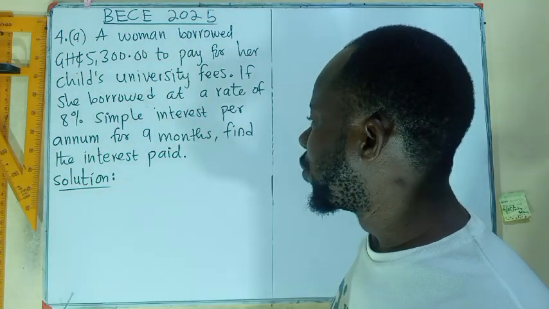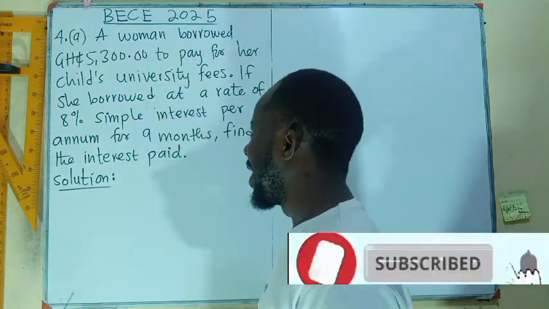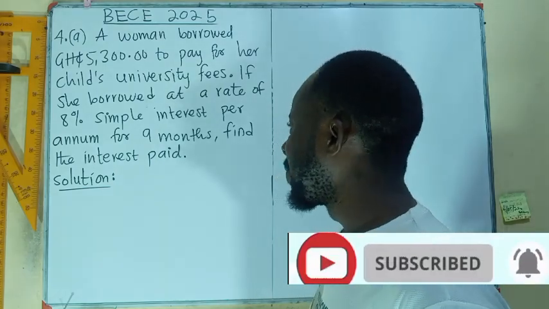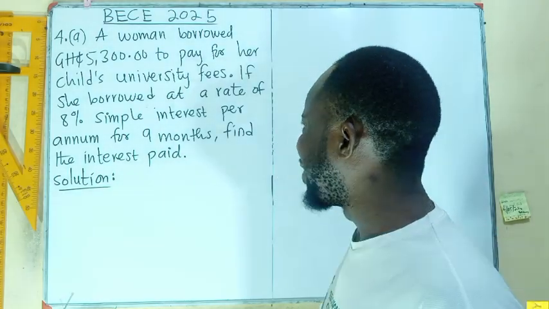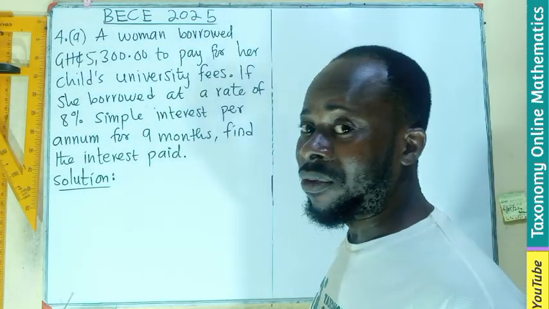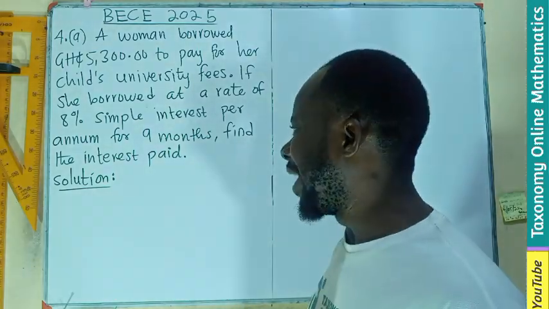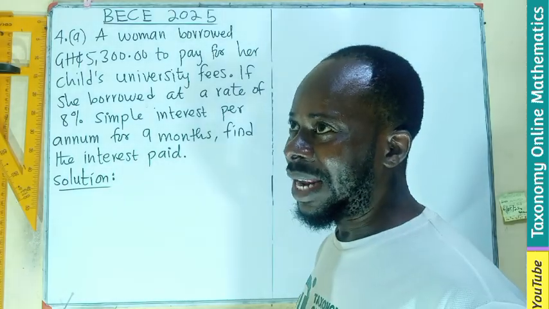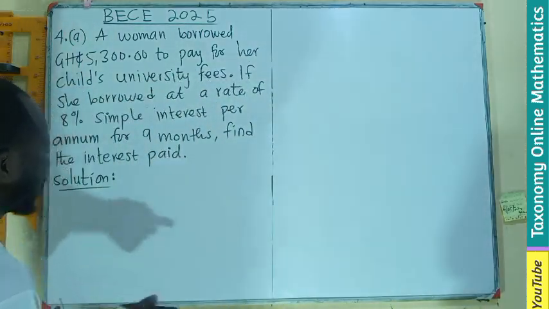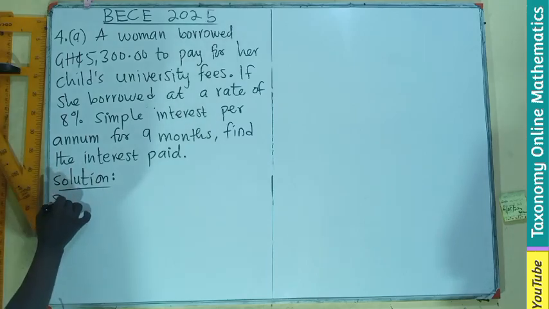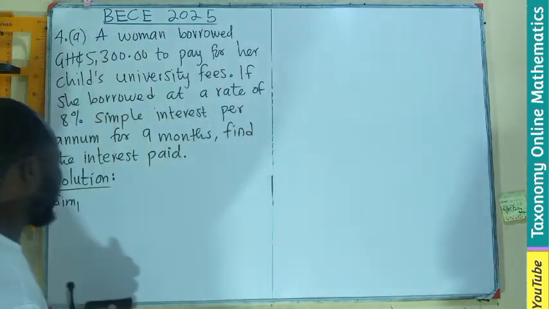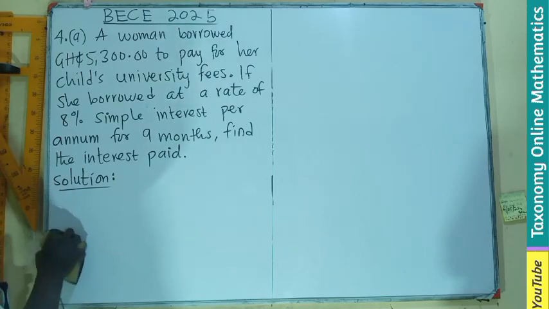A woman borrowed 5,300 Ghana cedis to pay for her child's university fees. If she borrowed at a rate of 8% simple interest per annum for 9 months, you have to find the interest paid. Let's bring out the data from the question first, then we think about the formula.